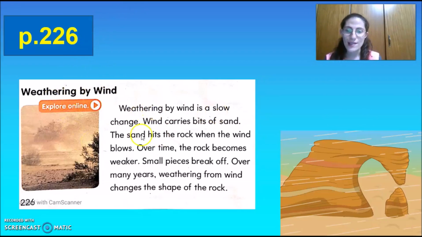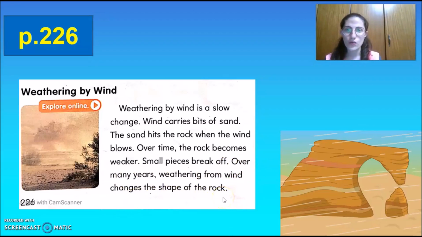Weathering by wind is a slow change. Wind carries bits of sand. The sand hits the rock. When the wind blows, over time the rock becomes weaker. Small pieces break off. Over many years, weathering from wind changes the shape of the rock.